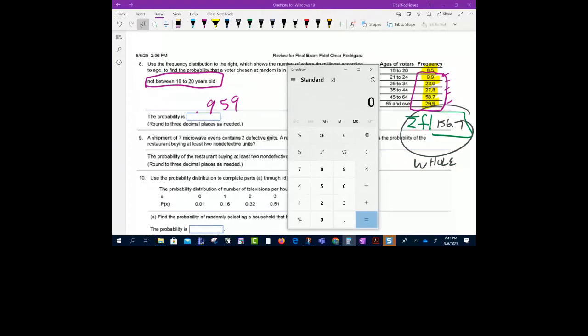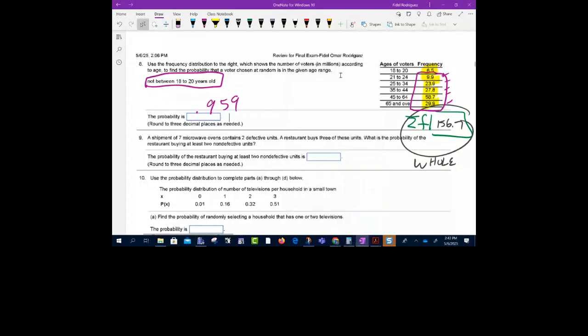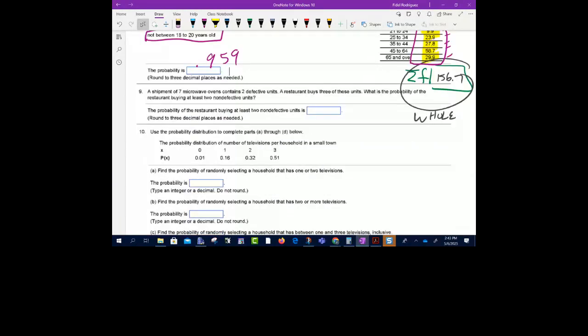All right. So y'all, do y'all remember the microwave problem? This was the one that was like, man, what's going on here? Okay, let's see if we can figure out the microwave question. It says a shipment of 7 microwaves contains 2 defective units, and the restaurant is going to buy 3 of them. What's the probability that we get at least 2 non-defective units?